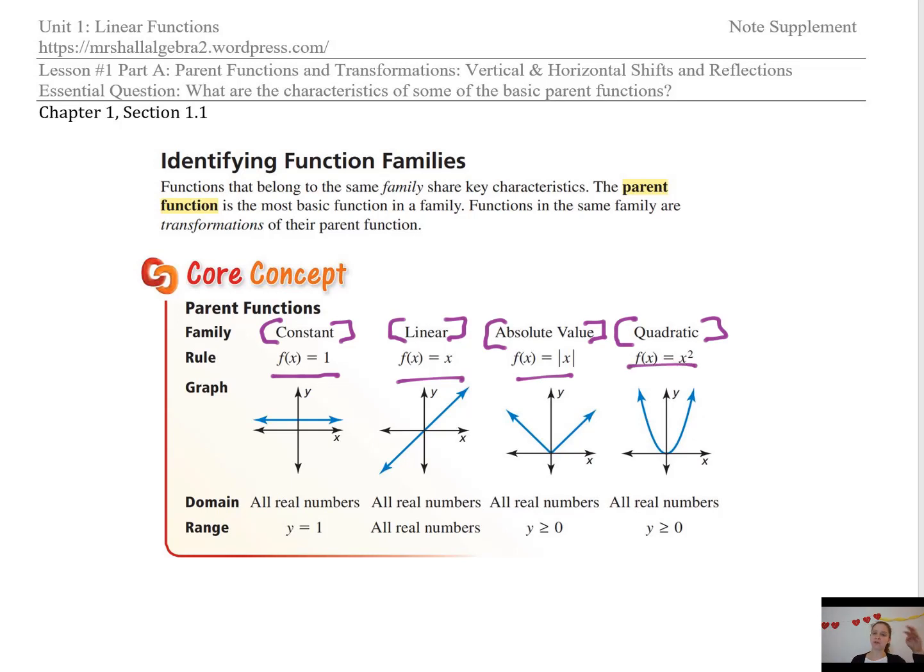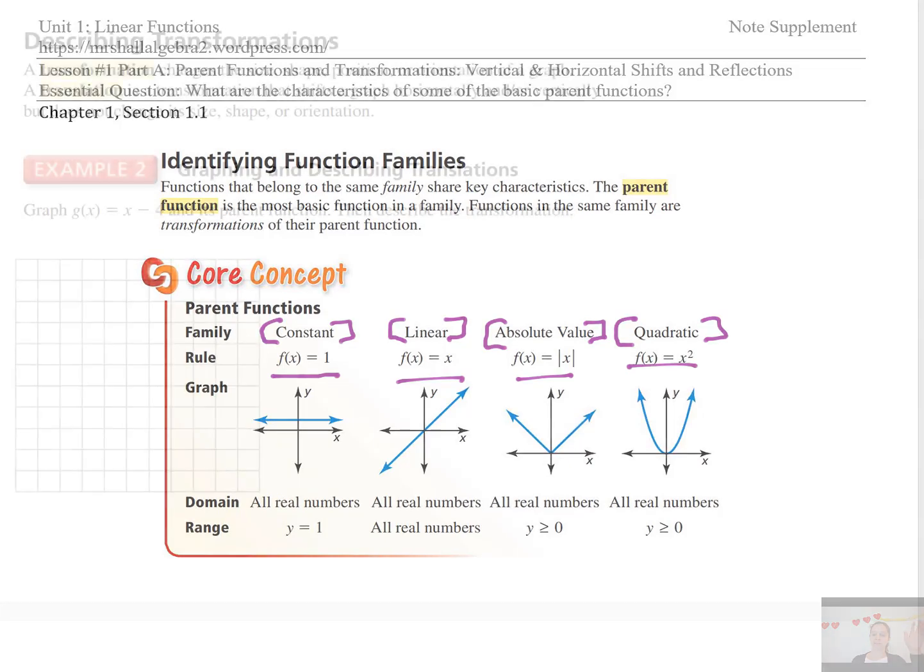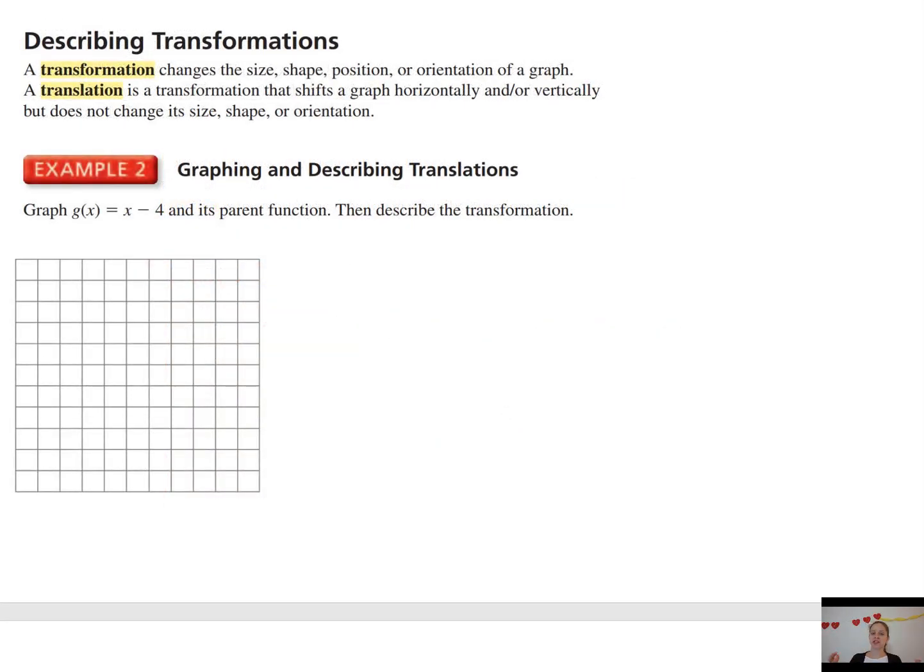And you'll see below visuals of each of these 4 types of functions, and you're seeing a graph of their parent function. What we're going to do with these functions now is start to transform the parent functions by shifting the graphs up or down, left or right, or reflecting over the x-axis. What we're doing is we're transforming the functions. So we're going to talk about describing transformations.